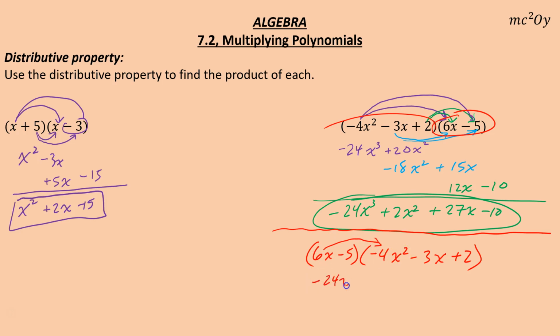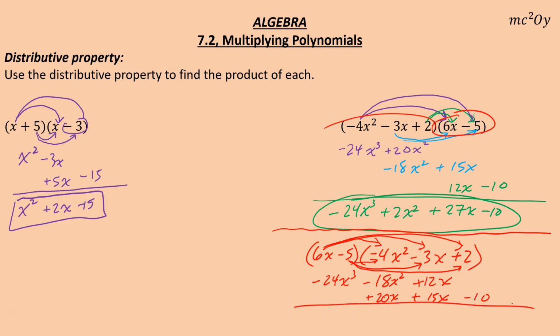That's negative 24x cubed. That's negative 18x squared, and positive 12x. Okay, and then I can go here. It's positive 20x squared. Here, positive 15x. And then here, negative 10. The only reason I show that is because it just makes it a little neater than all the arrows I had up above there. So it's really a personal preference. Should have been a squared there. Either way is fine.